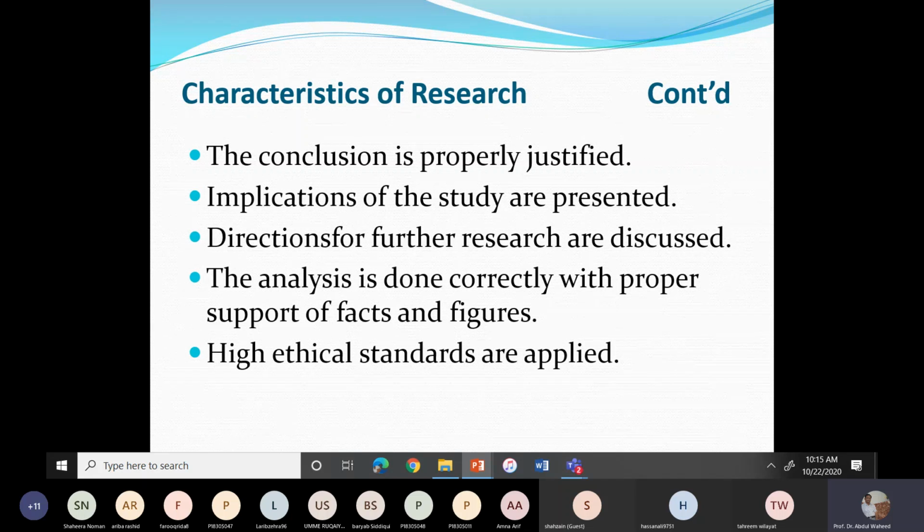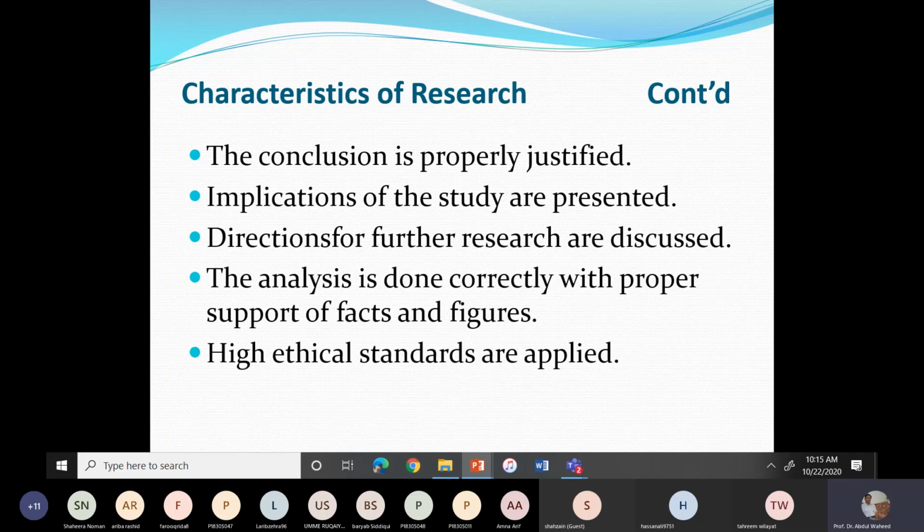So there will not be any scientific misconduct. If in a research there is some scientific misconduct, that research is not acceptable. For example, if there is plagiarism, just copy paste, that would be considered unethical. So high ethical standards are applied. So there will not be plagiarism in your research.